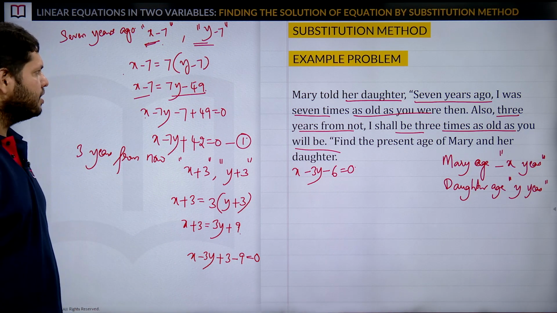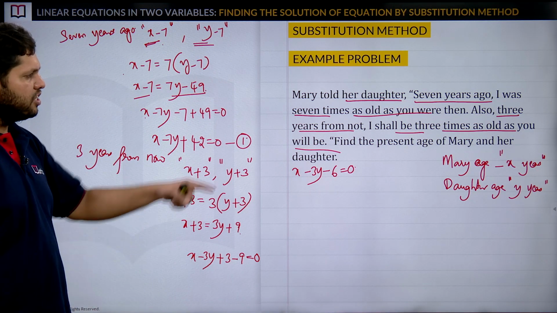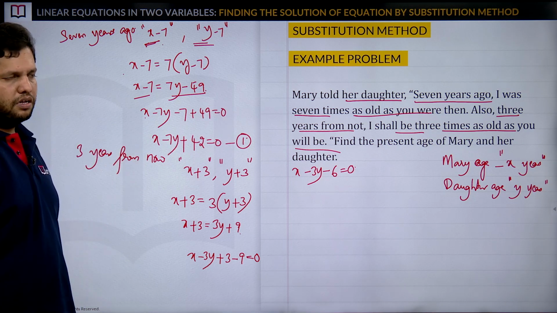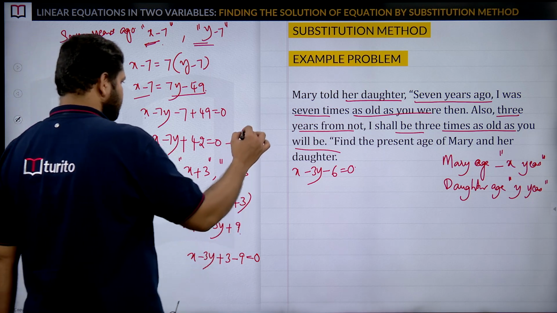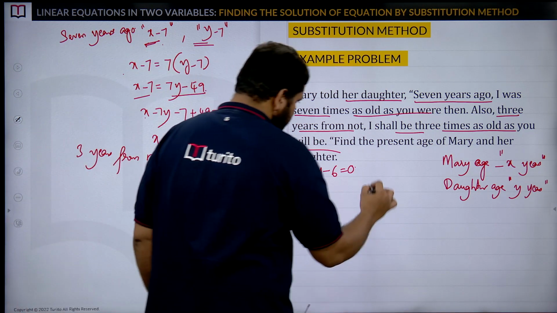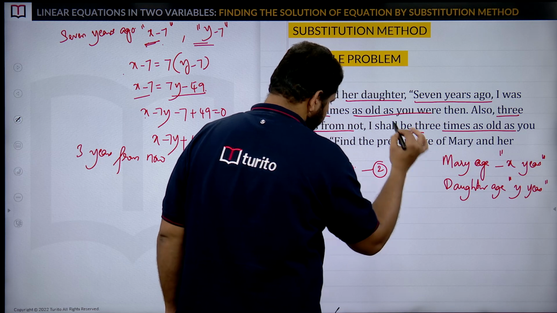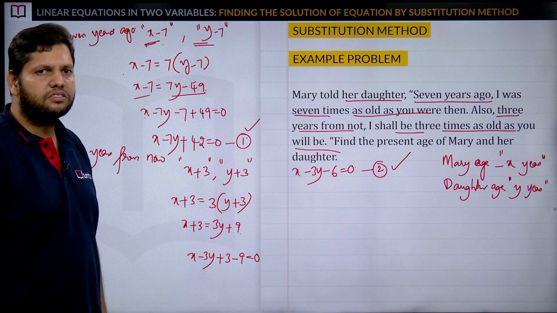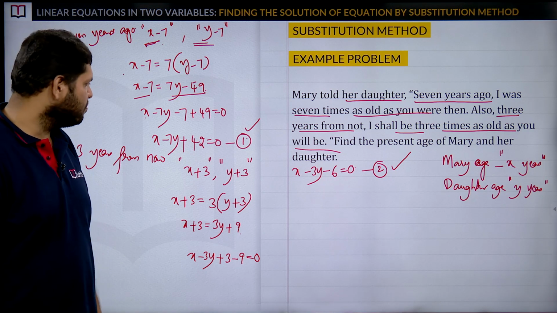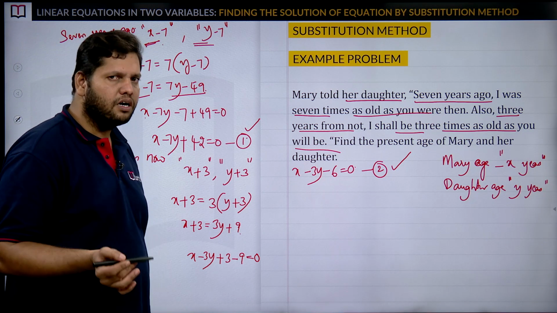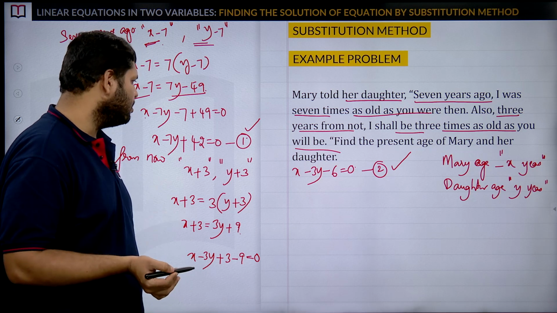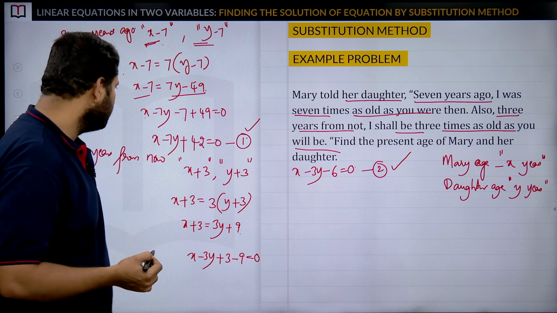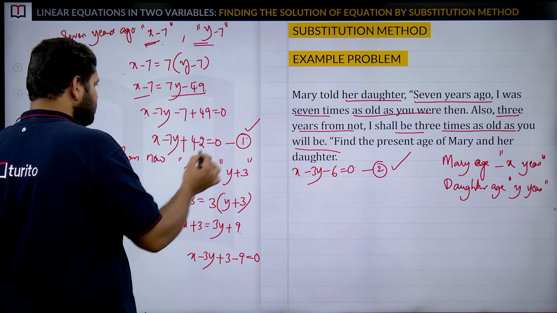Clear children up to here? Any doubts? First I am taking the mother's age as x and her daughter's age as y. So as per the first condition we got this equation, and as per the second condition we got the second equation. Now I want to apply the substitution method. Substitution method means we have to write x is equal to something or y is equal to something. From equation 1 I am writing x is equal to something. Look here children, this is equation 1.